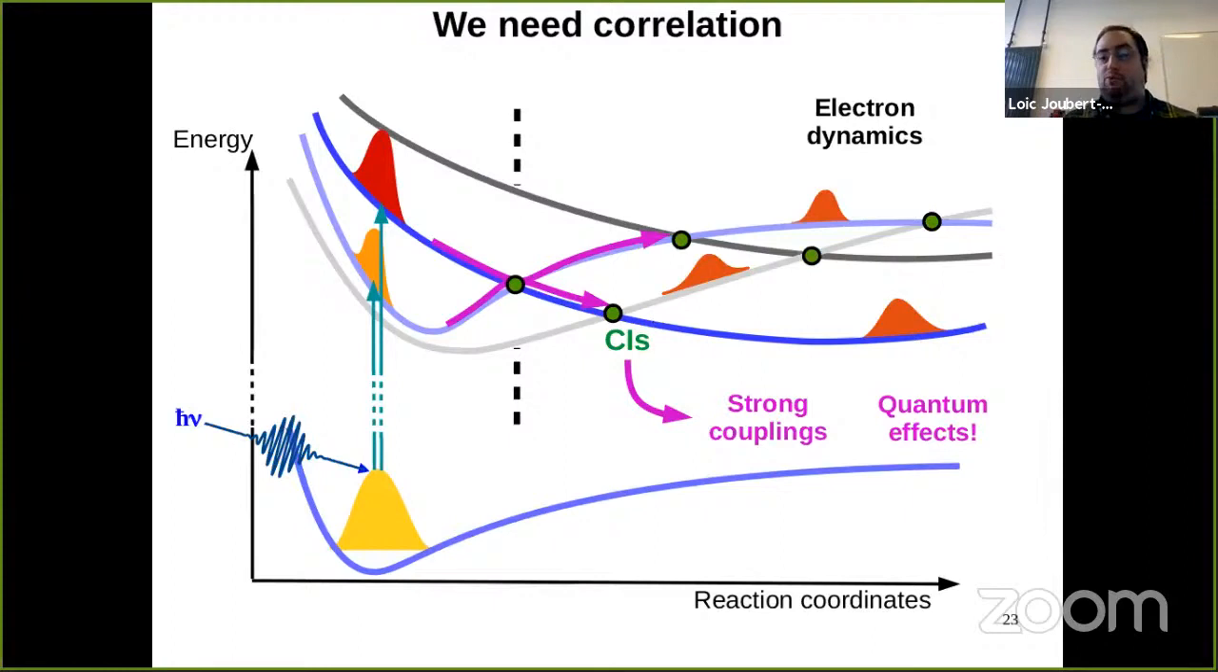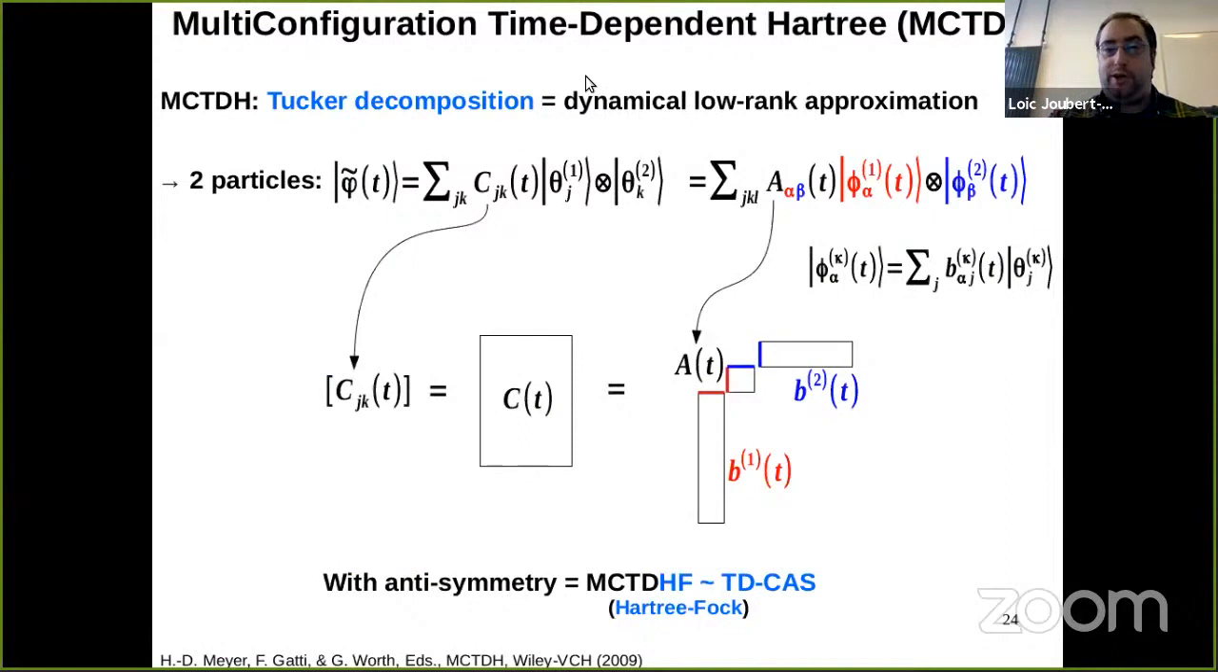So we have to keep all that in mind and say that now we want a method that can account for all this correlation. And since I have a quantum dynamics background from the nuclei, the first method that came to my mind when I thought about that was the multi-configuration time-dependent Hartree method. And the idea behind MCTDH is rather simple. It's based on the Tucker decomposition of tensors.